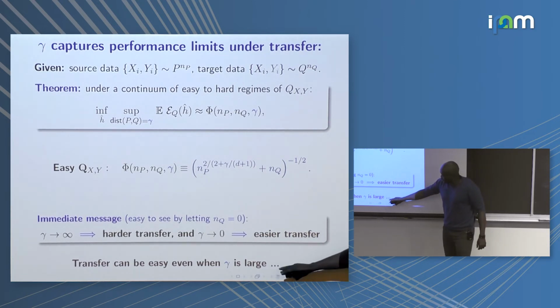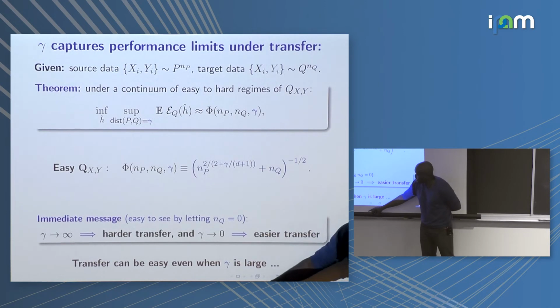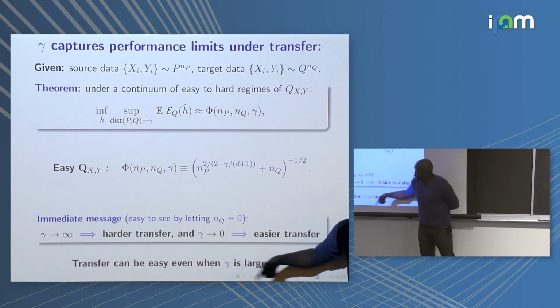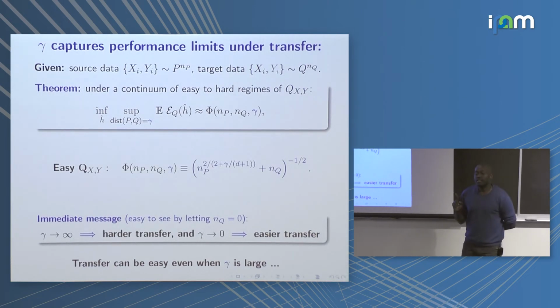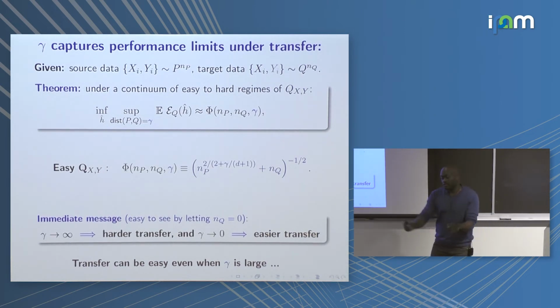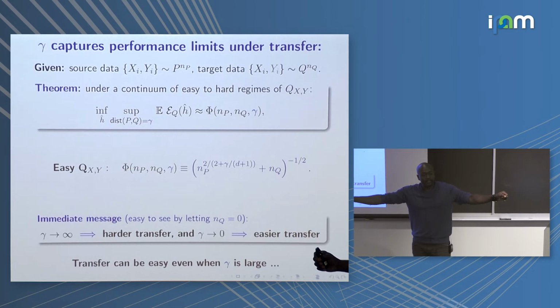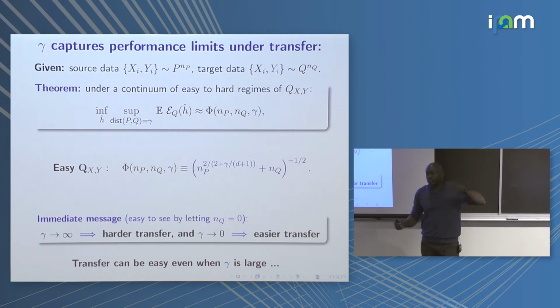Another interesting result we get from just this characterization is that classification or transfer can be easy even when gamma is large. What that means is that even when the two distributions are far from each other, transfer can be easy. Why? Transfer can be easy exactly in those cases where classification under the target was easy.